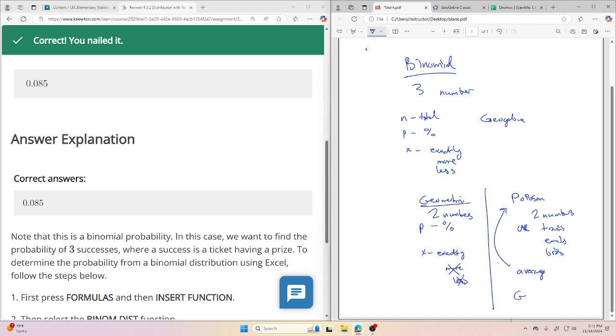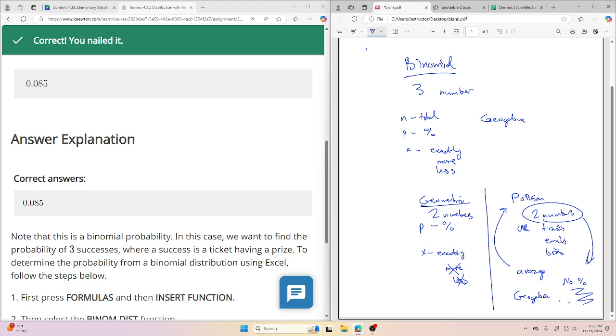And then again, we're going to go to GeoGebra for that. Cool. Yeah, no percentage. Right. Yeah, 2 numbers, no percentage, that would be Poisson. 2 numbers with a percentage, geometric.